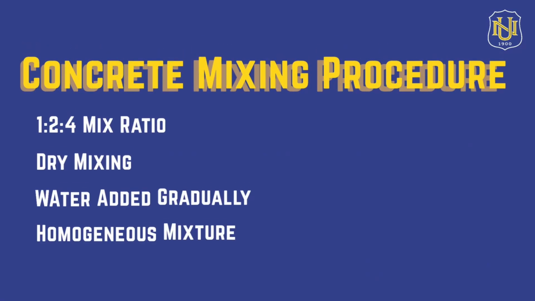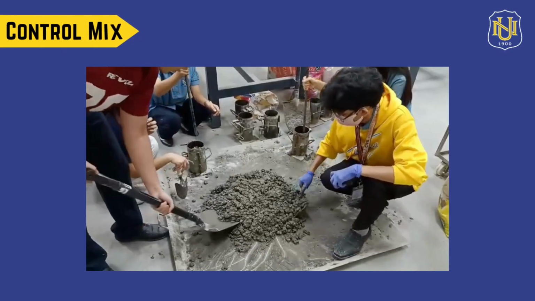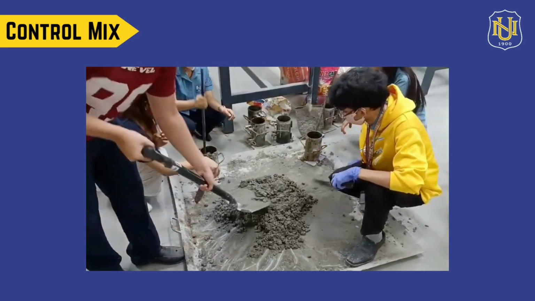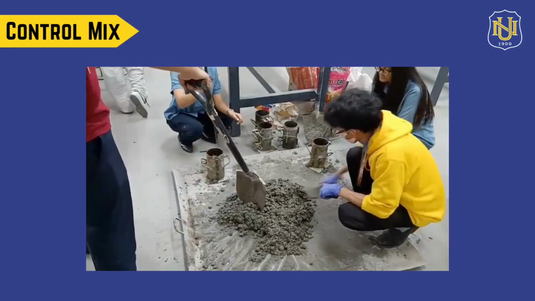The first batch prepared was the control mix containing 0% basalt replacement. The concrete mixture followed the Class A 1:2:4 mix ratio of cement, sand, and coarse aggregate. The dry materials were first mixed thoroughly before water was gradually added until a uniform mixture was achieved.